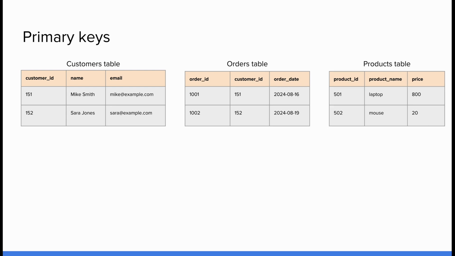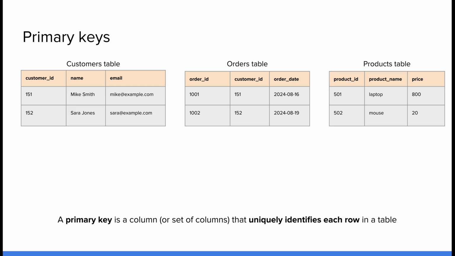A primary key is a column or set of columns that uniquely identifies each row in a table. In the customers table, the primary key is customer ID. In the orders table, the primary key is order ID. And in the products table, the primary key is product ID. These are what uniquely identify each row in their tables.